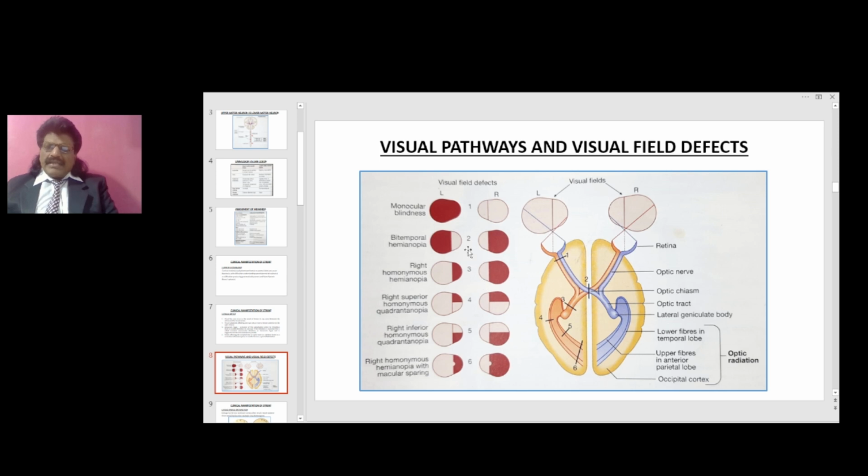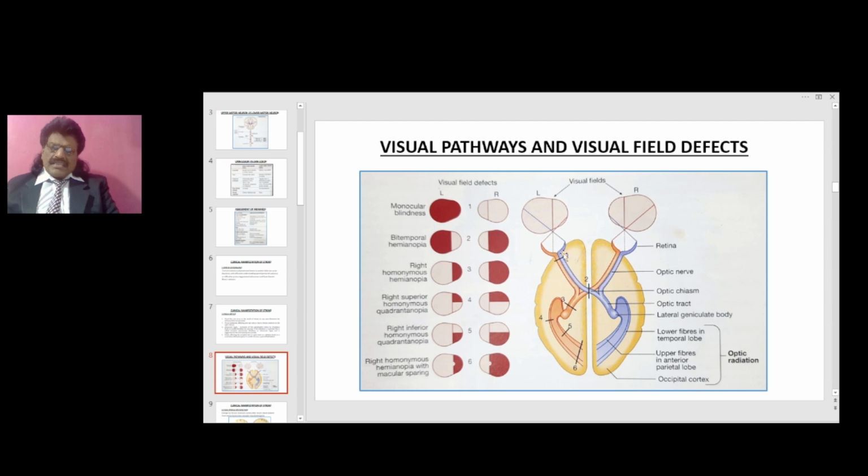These are the visual field defects. If there is a lesion here, in the left optic nerve, there is a complete monocular blindness. Complete monocular blindness on the left side, whereas the right side is normal.